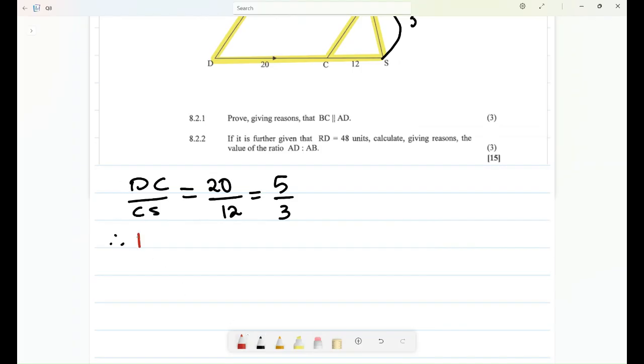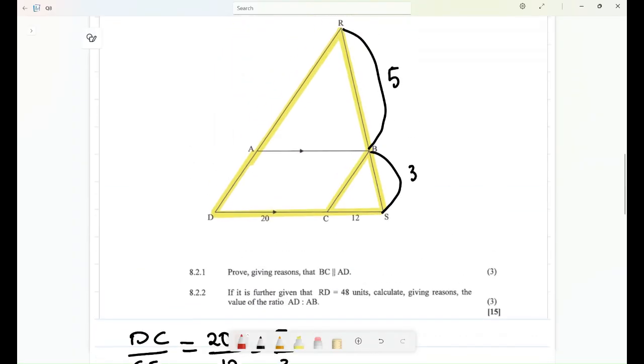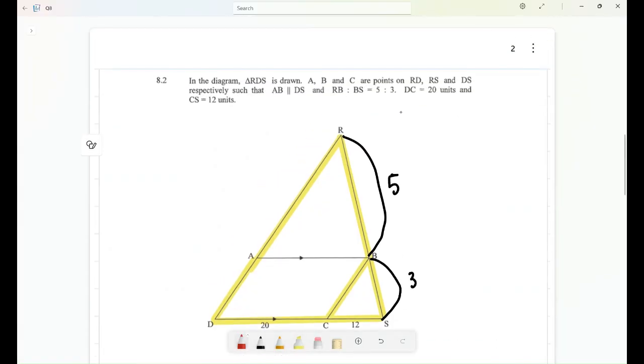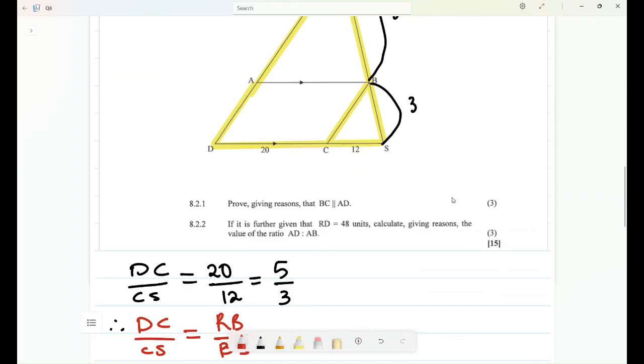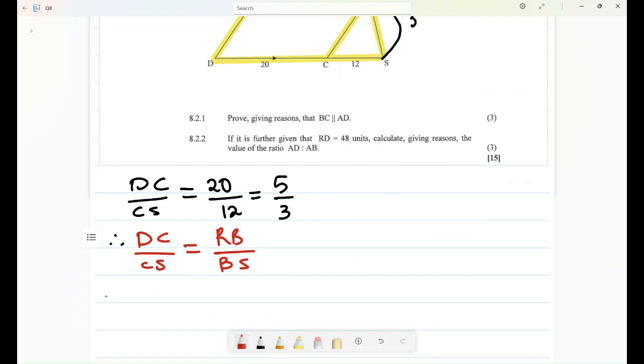Therefore DC divided by CS is equal to RB divided by BS. Remember, RB divided by BS is the same as 5 divided by 3. So they are equal. Therefore, it means BC is parallel to AD, but we need a proper reason thereof.